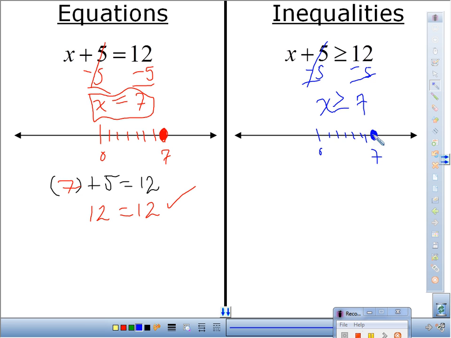And let's read it. x is greater than or equal to 7. What numbers are greater than 7? 8. How about 7.1? How about 7.000009? Yes. So therefore any number this way, that's why we shade everything on this side, and put an arrow.